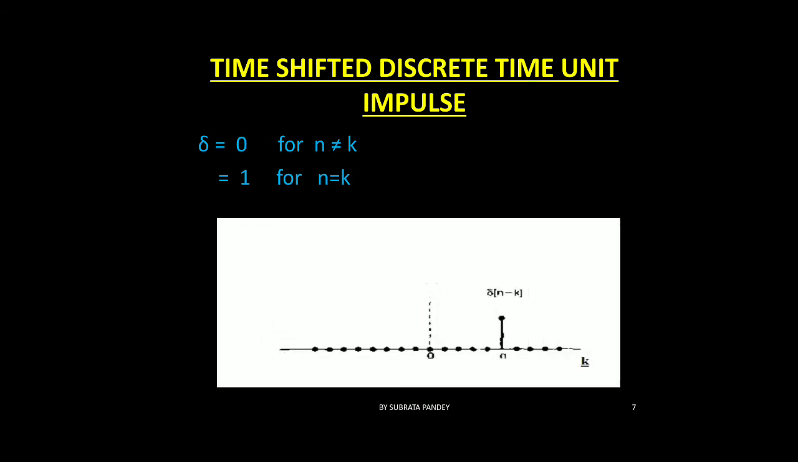Now the time shifted discrete time unit impulse. Previously in the picture we saw that the magnitude of the unit impulse is 1 only at 0, but when we talk about the time shifted discrete time unit impulse, we are talking about an impulse response such as δ[n − k]. In this case δ is equal to 0 for n not equal to k, and when n is equal to k, the value of δ is 1.